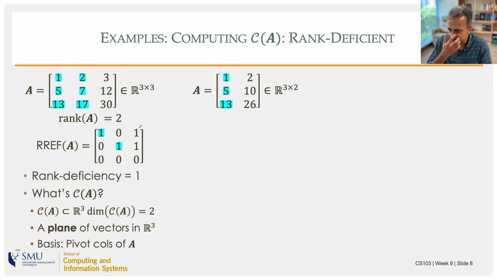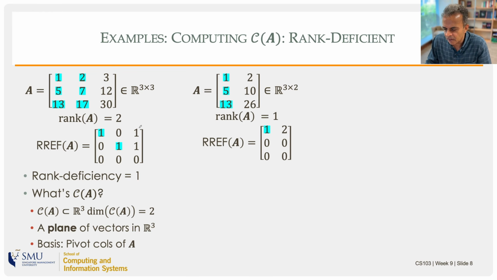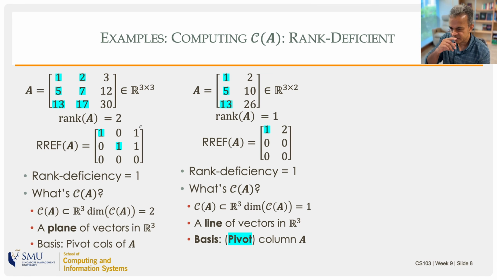Now, another one, here it's even more obvious. The second column is just twice the first column. The rank is 1. RREF is that. It's got only 1 pivot. Rank deficiency is 1. The column space is again going to be a subspace of R3 because each column's got 3 elements. And the dimension is only 1. And it's a line of vectors. And the line is defined by just this vector.